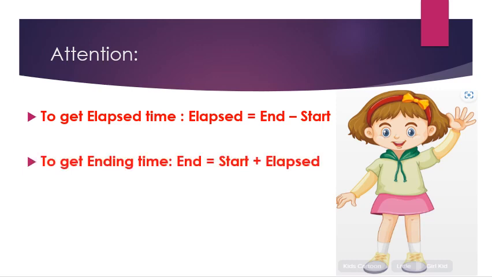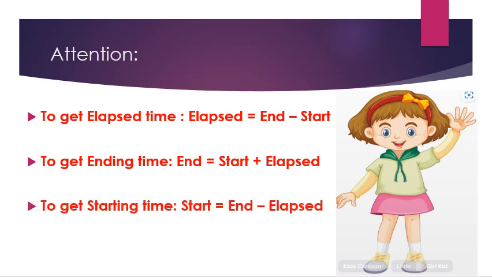How can I get the ending time? Ending time means I take the starting time plus the elapsed time. If I add the starting time plus the elapsed time, I will get the ending time. How can I get the starting time? The starting time is the ending time minus the elapsed time.